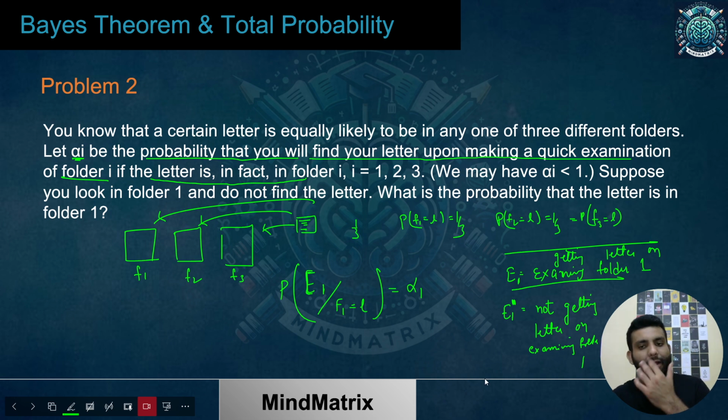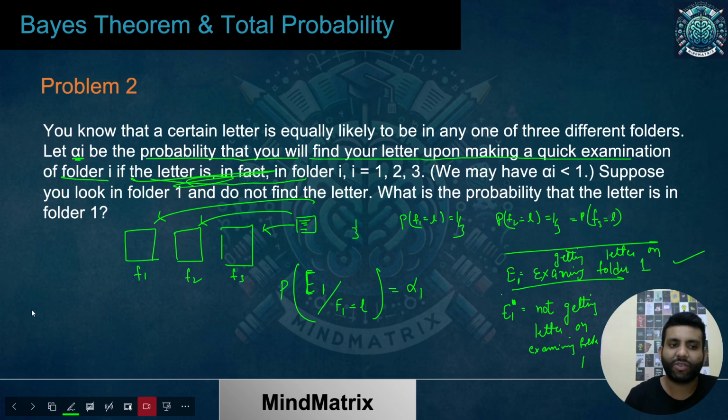I guess this is clear. Let me just repeat if you are not able to read what I have written. E1 means getting letter on examining folder 1. If I'm checking my folder 1, then what is the probability? E1 is the event when I'm getting the letter on examining folder 1, and E1 dash means not getting the letter on examining folder 1. So the probability of getting the letter on examining folder 1, if it had the letter, is alpha 1.